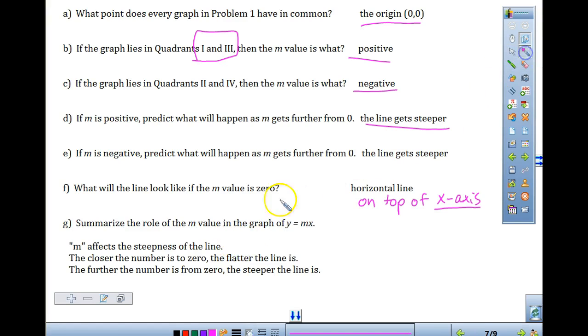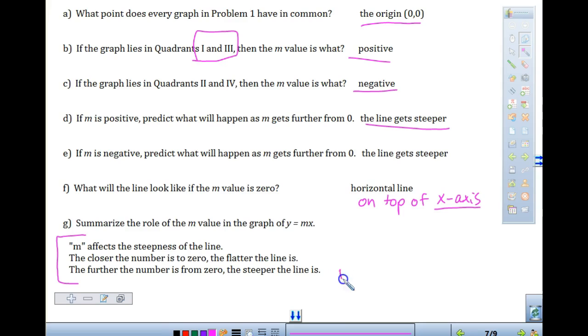This is what I want you to write down. M affects the steepness of the line or the flatness of the line, right? The closer the number is to 0, the flatter the line is. The farther the number is from 0, you can take your notes out and just start filling in from where we're at. The further the number is from 0, the steeper the line.